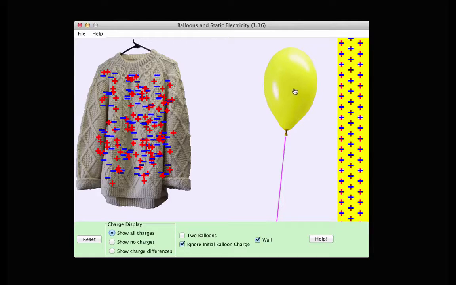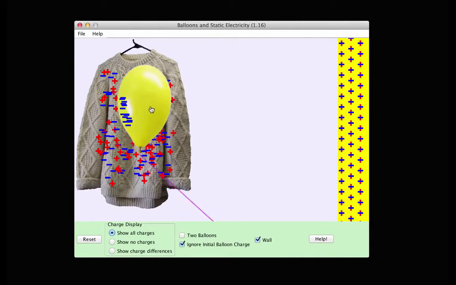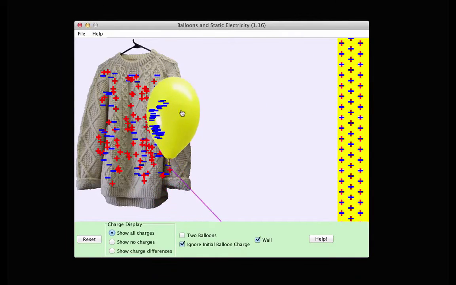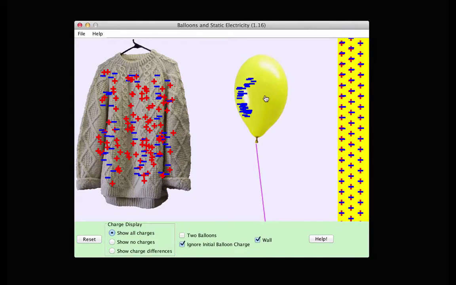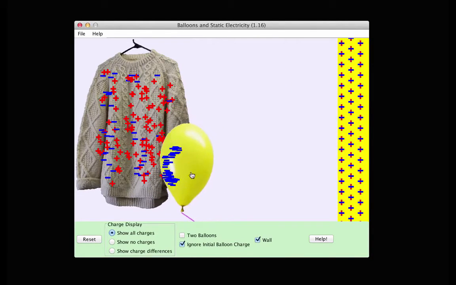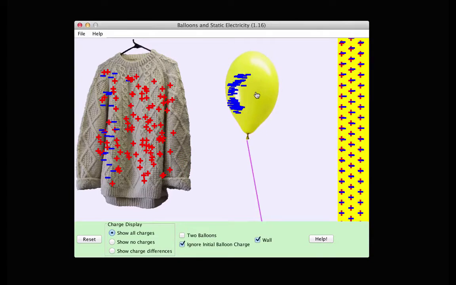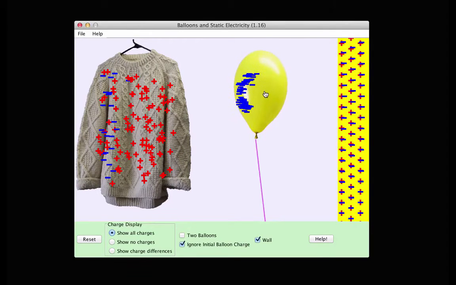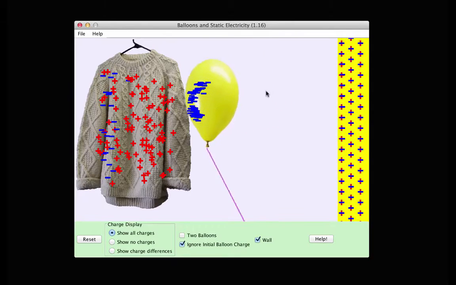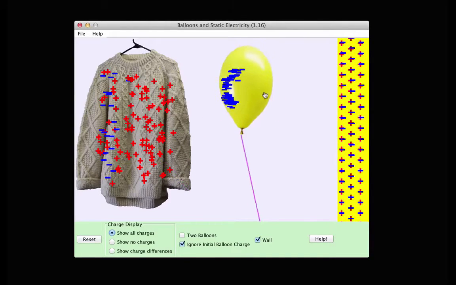But if I rub the balloon on the sweater, the balloon is able to pick up some of the negative charges. You can see that the positive charges remain on the sweater because you can't move positives, they remain in the nucleus. However, the negative charges are able to be transferred to the balloon. Now the balloon is negatively charged and the sweater is positively charged. The law of charges says that negative charges are attracted to positive charges. So if I let go of the balloon, it will be attracted to the positive sweater.